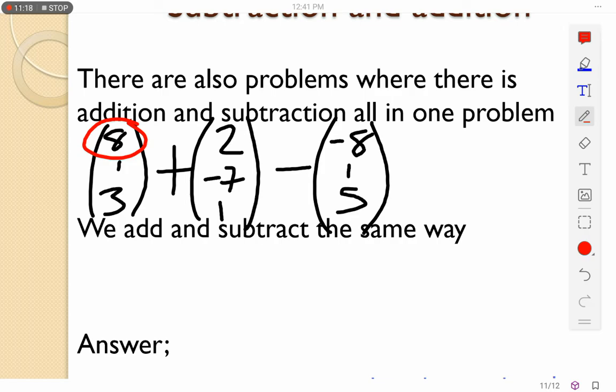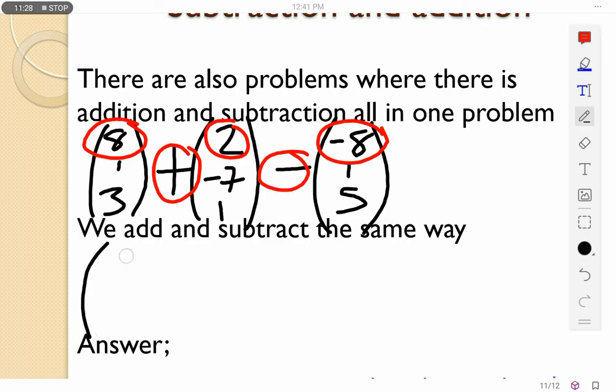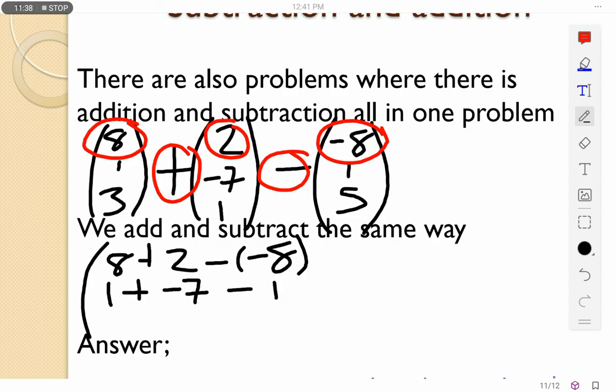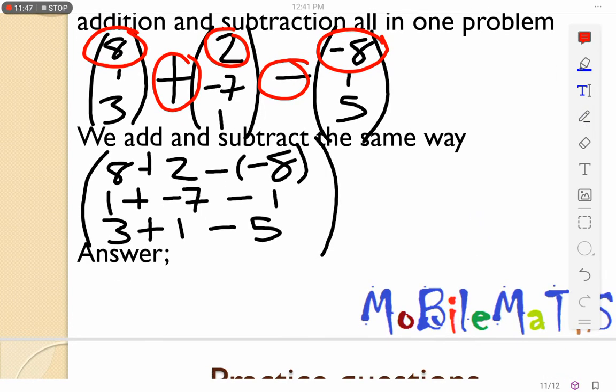It's going to be 8 plus 2 minus 8, like that. Let's write that down. So we will have 8 plus 2 minus 8. Then the next one, 1 plus minus 7 minus 1. The last one, 3 plus 1 minus 5. And we close there. So what do we get at the end of the day?